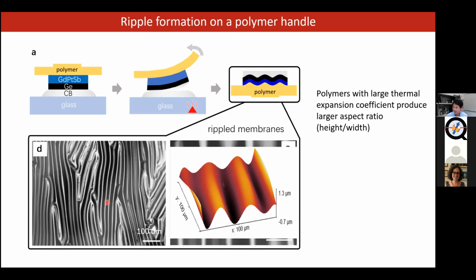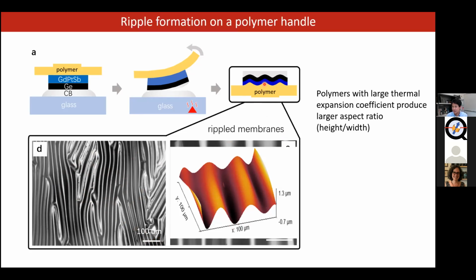And so here are some optical micrographs of ripples that are formed in this membrane. Typical lateral periodicities are on the order of tens of microns. And if you do atomic force microscopy of these rippled membranes, you can also measure the typical ripple heights, which would be on the level of single-digit microns.